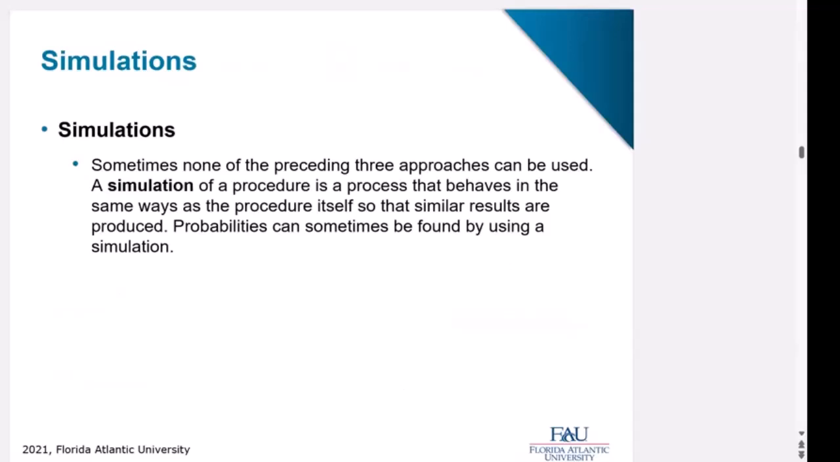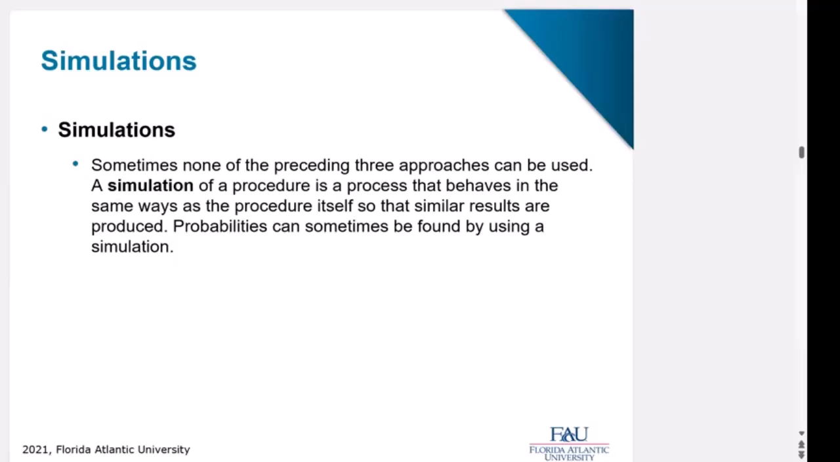Simulations. Sometimes none of the preceding three approaches can be used. A simulation of a procedure is a process that behaves in the same way as the procedure itself, so that similar results are produced. Probabilities can sometimes be found by using a simulation. I want to do a relative probability. Relative probability is based on observations.